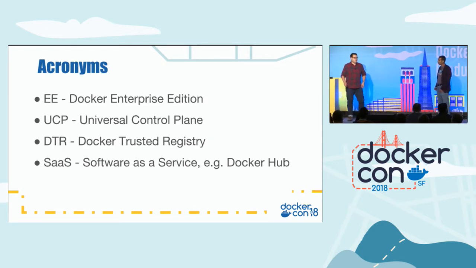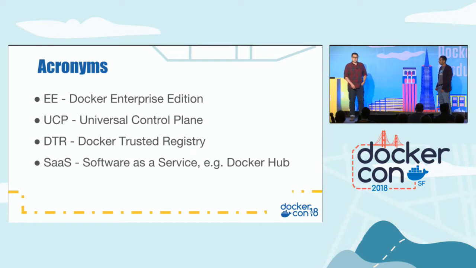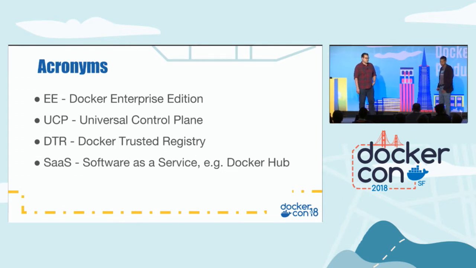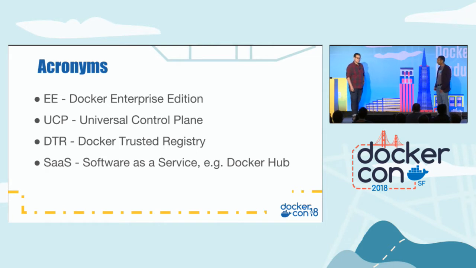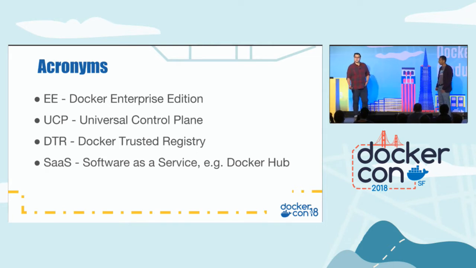So for people who aren't familiar, Docker Enterprise Edition is the suite of products available commercially for Docker. It comprises a few different things, including UCP, which is Universal Control Plane, which sits on top of Swarm and Kube. DTR, Docker Trusted Registry, that's the trusted registry, security scanning, all that kind of stuff. When I say SaaS, I'm usually referring to things like Docker Hub, Store, Cloud, that we run on our infrastructure, and it's actually Manish's team that runs those services.